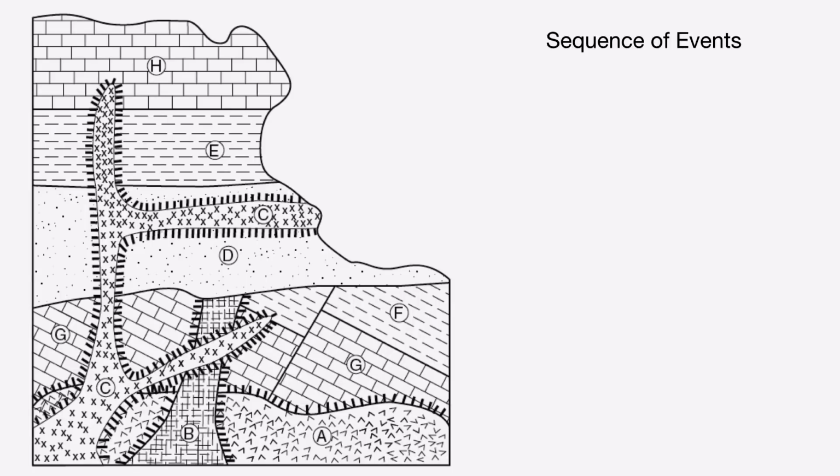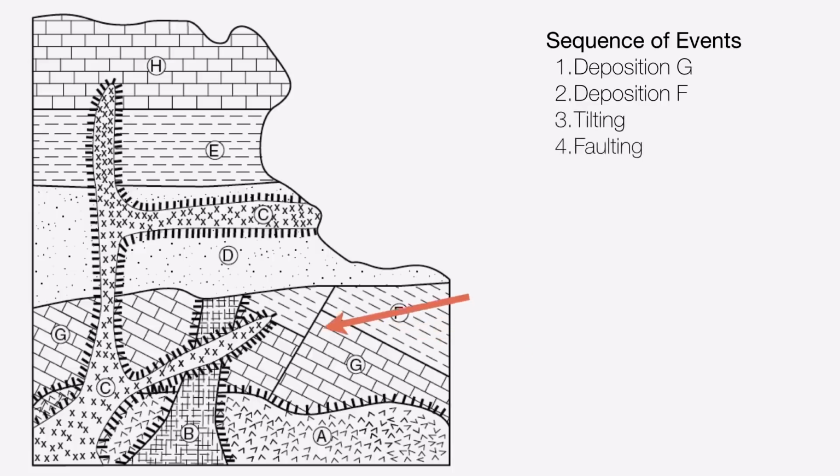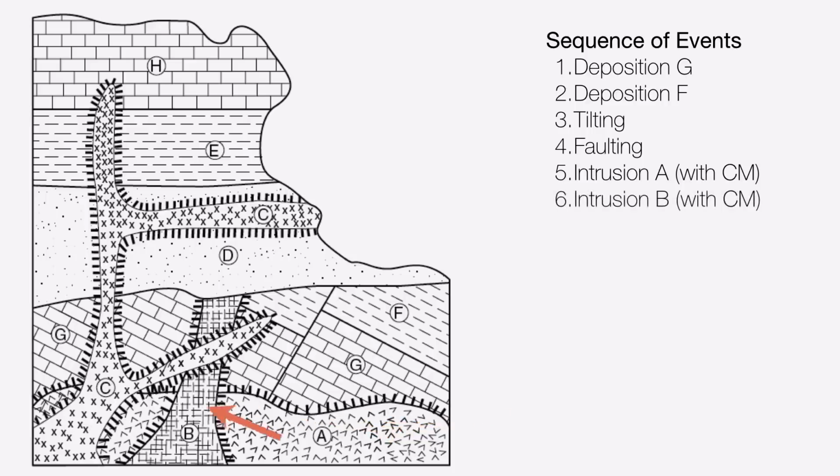So I'm going to start with my lowest sedimentary layer, which is layer G, this limestone right here. I also see this layer right above it, layer F. That probably came next, but these two layers have been deformed. There has been tilting, and there's also been this faulting that has taken place here. Okay, now after the faulting, I think we got our first intrusion, intrusion A, along with some contact metamorphism. After A comes B with contact metamorphism, and then those layers, G, F, A, and B, were all uplifted and weathered and eroded, creating this unconformity, which we see right here.